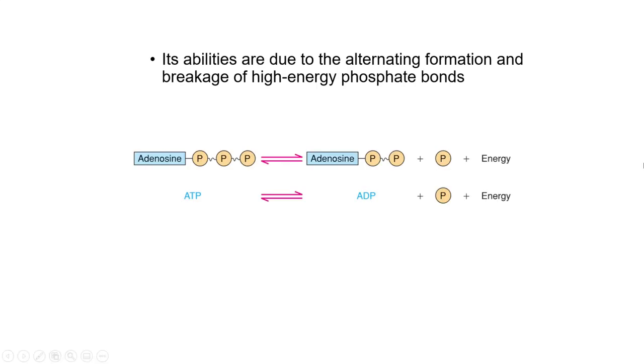There's a picture of it. So we have the adenosine there with the 3 phosphates, and then you pull one off and you get a burst of energy, leaving you then with ADP and an extra phosphate with energy.